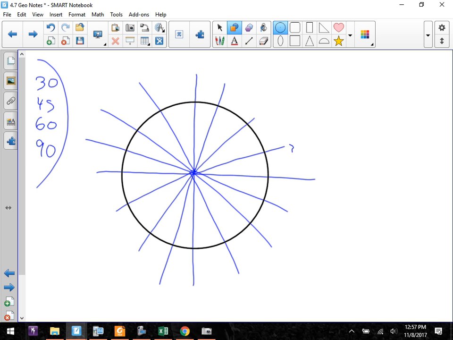Because as you go around this unit circle, what was it? What's 135? I always forget that one. Oh yeah, it doesn't.